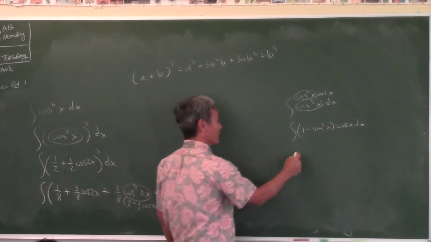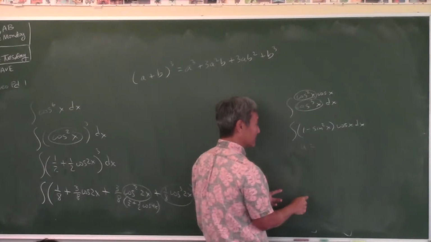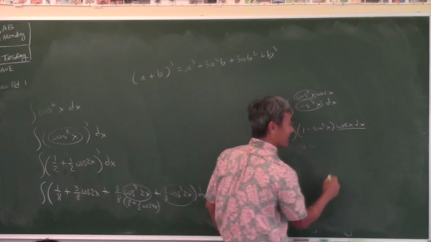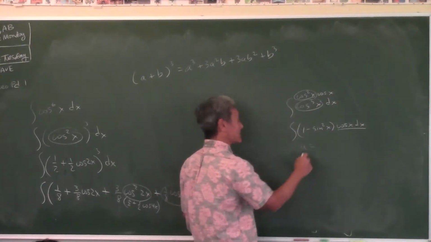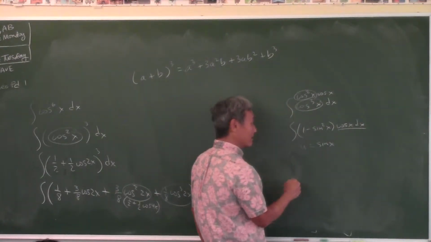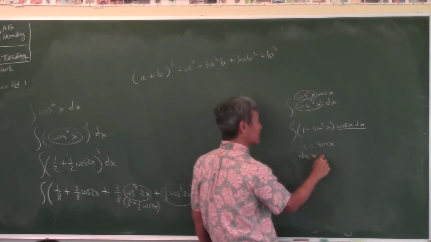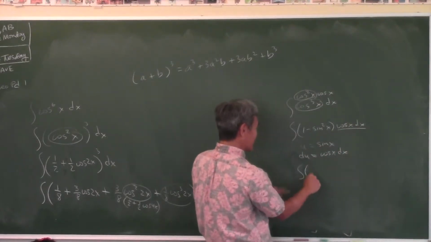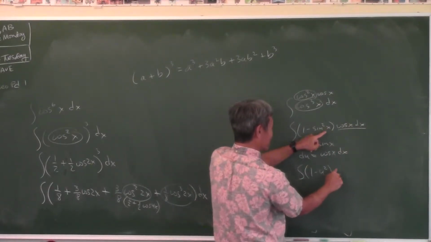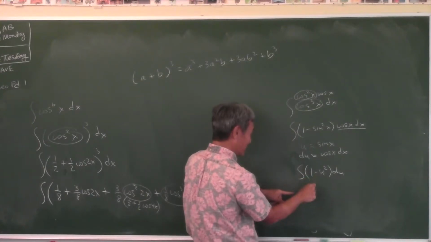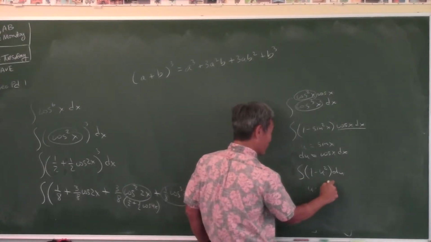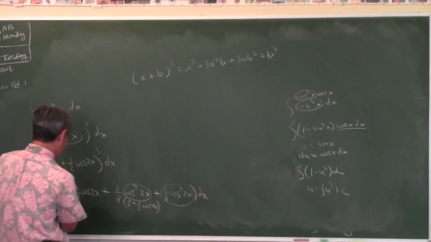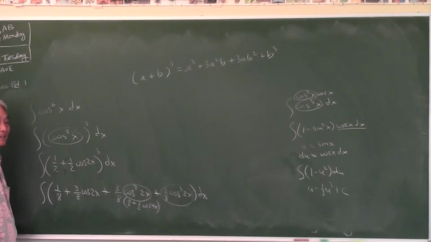U substitution. U equals sine x. Because then du, what is the derivative of sine x? Cosine x. See how that thing is there? So this just becomes the integral of 1 minus u squared du. That's on the list: u minus 1/3 u cubed plus c. Resubstitute back in. That's what that one is. And then just put all 4 of them together.